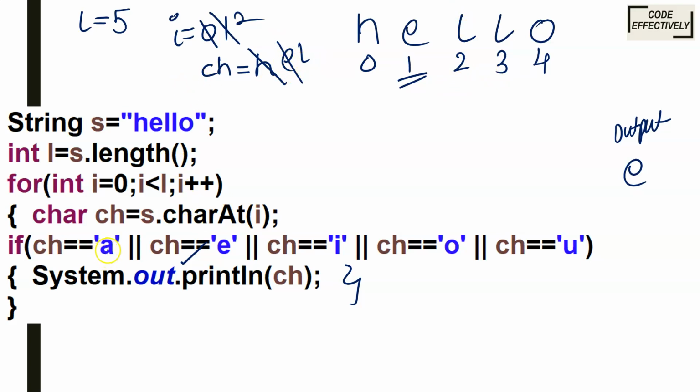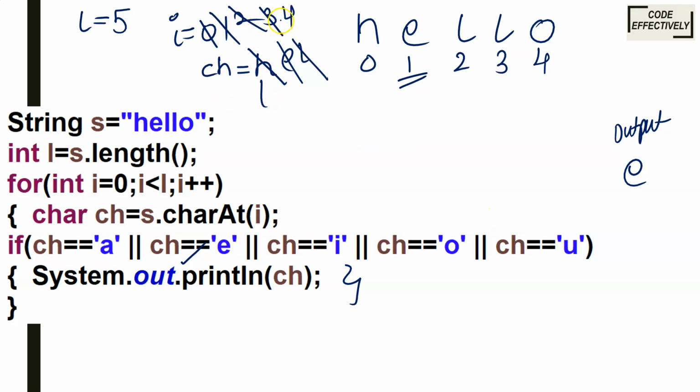It will check, is it a vowel? No, because l is not equal to a, l is not equal to e, l is not equal to i, not to o and not to u. So again the value of i increases, and we will fetch the character at 3. It's l again, and again l is not a vowel. We will check a, e, i, o, u again. It will not be equal. The value of i gets increased again.